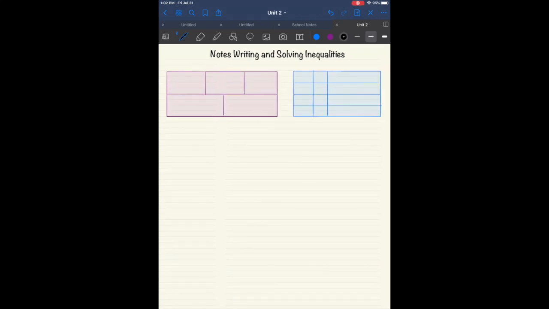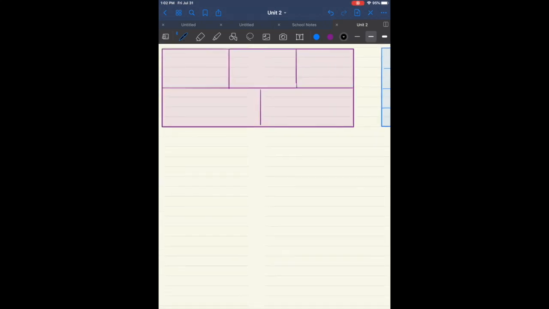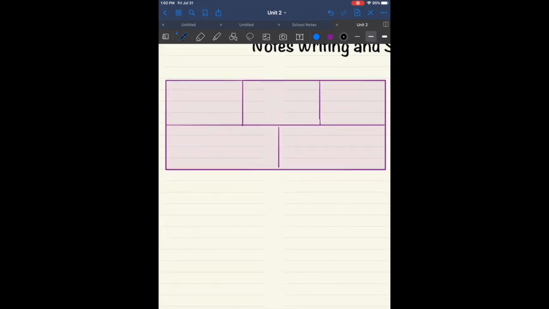We are taking notes on writing and solving inequalities. So first we're going to write out all of the different types of inequalities you guys are going to see. So the first one, we're going to write A and then an arrow basically pointing at A and B. Got the arrow pointing the other way. Go ahead and draw this chart on your piece of paper.